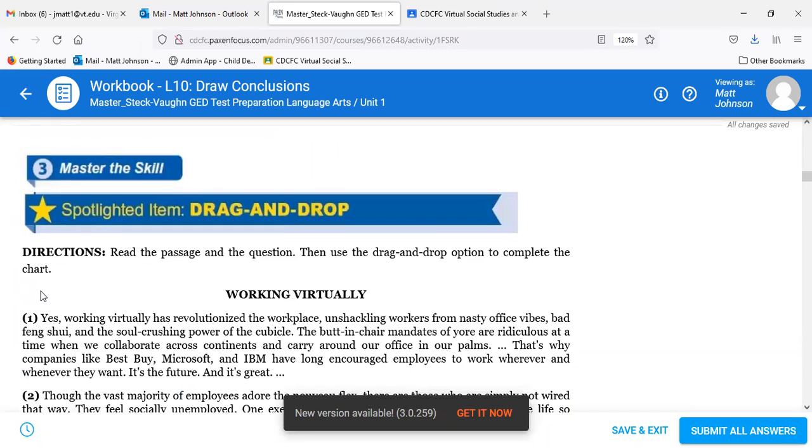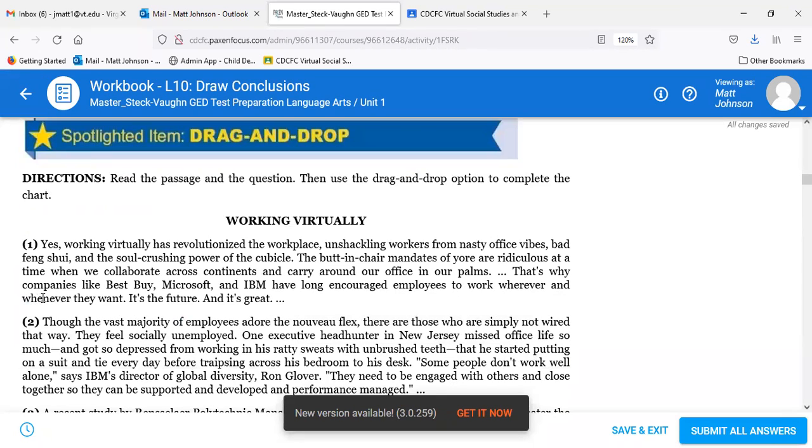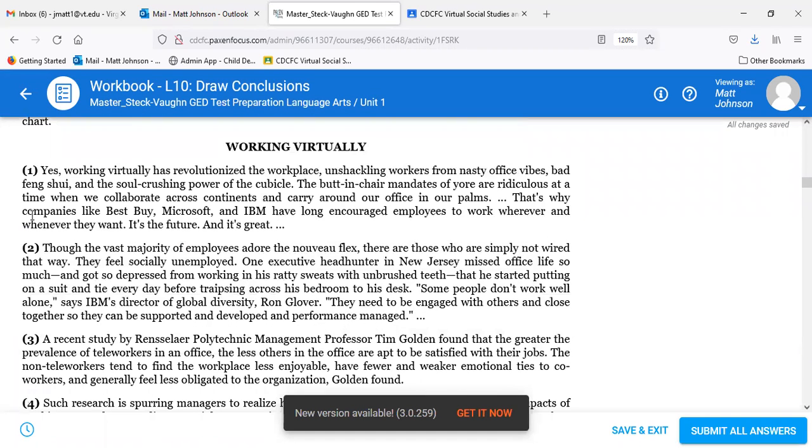And now a section on working virtually. So it says, yes, working virtually has revolutionized the workplace, unshackling workers from nasty office vibes, bad feng shui, and the soul-crushing power of the cubicle. The butt-in-chair mandates of yore are ridiculous at a time when we collaborate across continents and carry around our office in our palms. That's why companies like Best Buy, Microsoft, and IBM have long encouraged employees to work wherever and whenever they want. It's the future, and it's great.